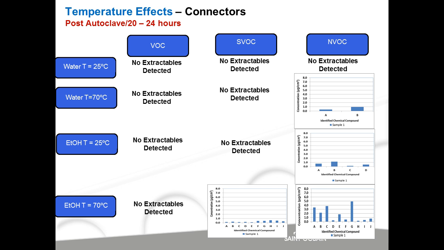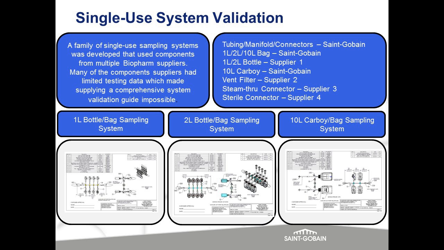So if we look at how we test large single-use systems, this is just a snapshot of 3 products from the same family. And it's a grouping of bottle manifolds with sterile connectors of different sizes. This one's a 1-liter bottle bag sampling system. This one's a 2-liter and then a 10-liter. We find it challenging, and customers request that we get validation information, including extractables on these systems. Many of these systems have components that don't have full validation data from other suppliers.